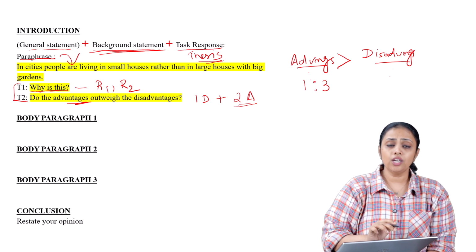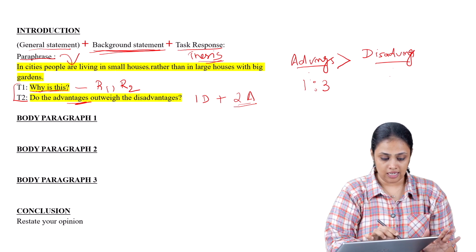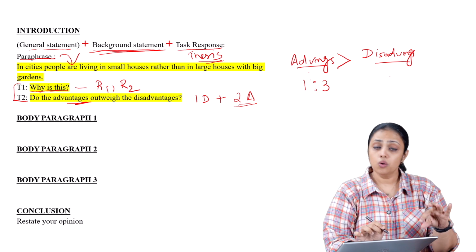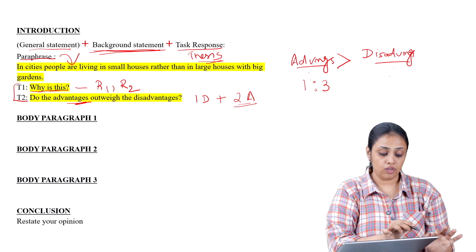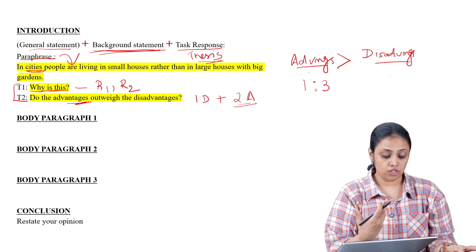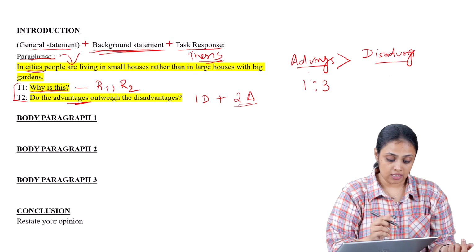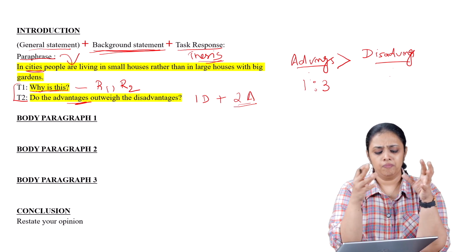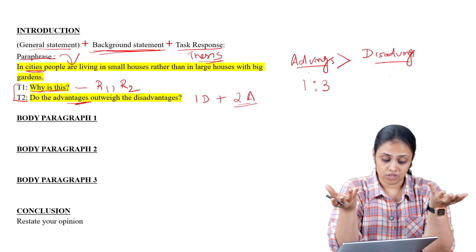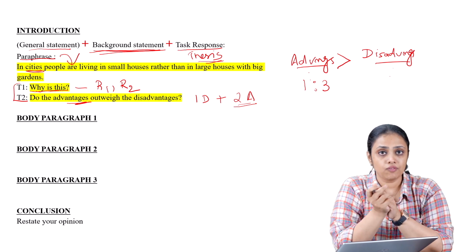Now, the introduction you will be constructing first by paraphrasing the given statement. That is, in cities people are living in small houses rather than in large houses. Word by word you can find synonyms. For instance, for cities you can think of something like urban areas or towns. People are living, people residing, or you can say residents. Small houses, maybe you can say compact living areas, or large houses, big houses, you can say big gardens, you can think of as extensive or expansive gardens.